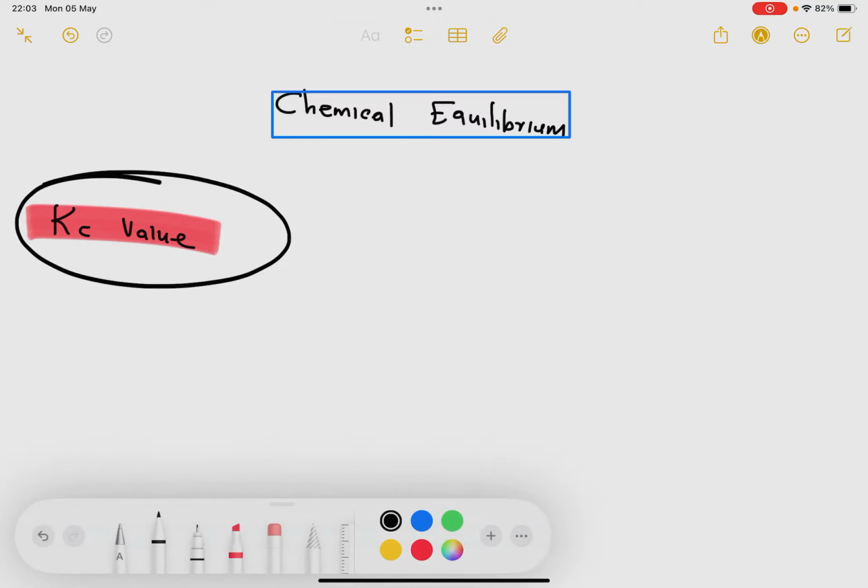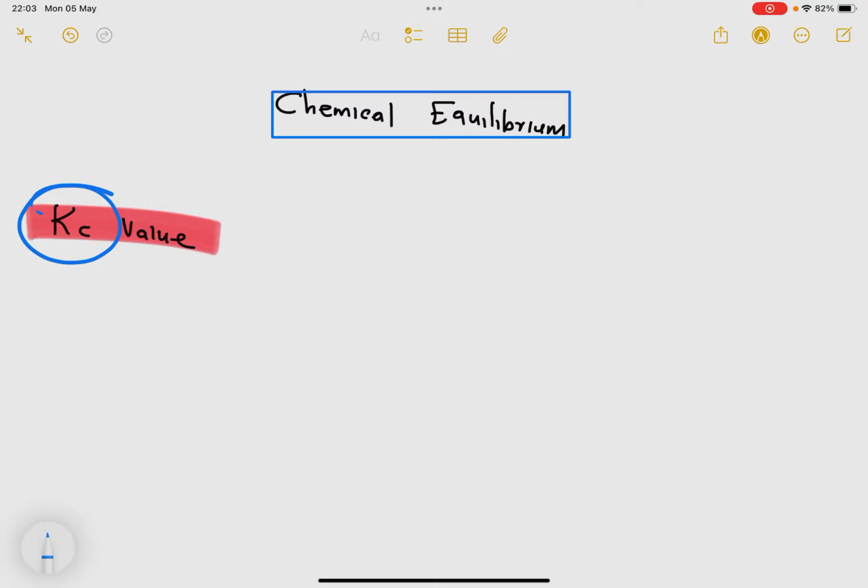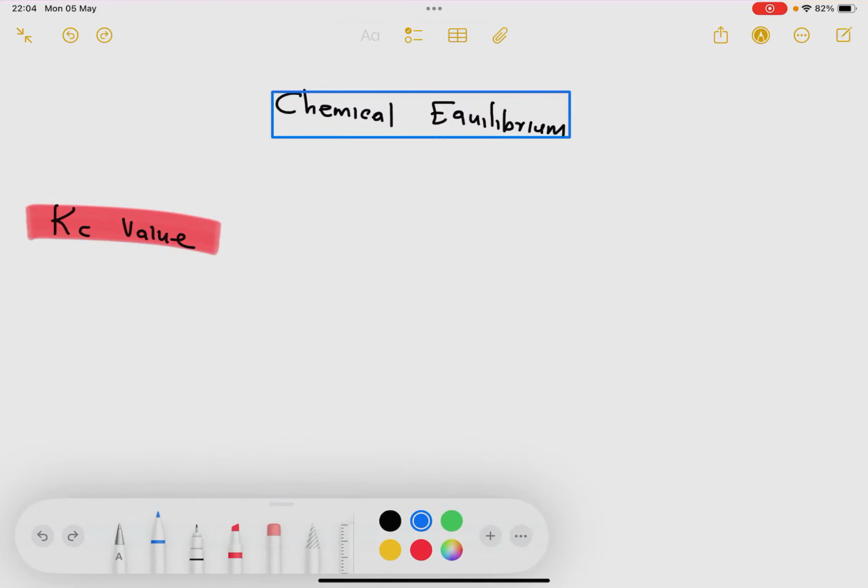So Kc actually stands for, okay, let me not speak about it for now. I'm pretty sure you've already done it in your class, but how do you calculate the Kc value? I just want to go to how to calculate the Kc value and deal with that.